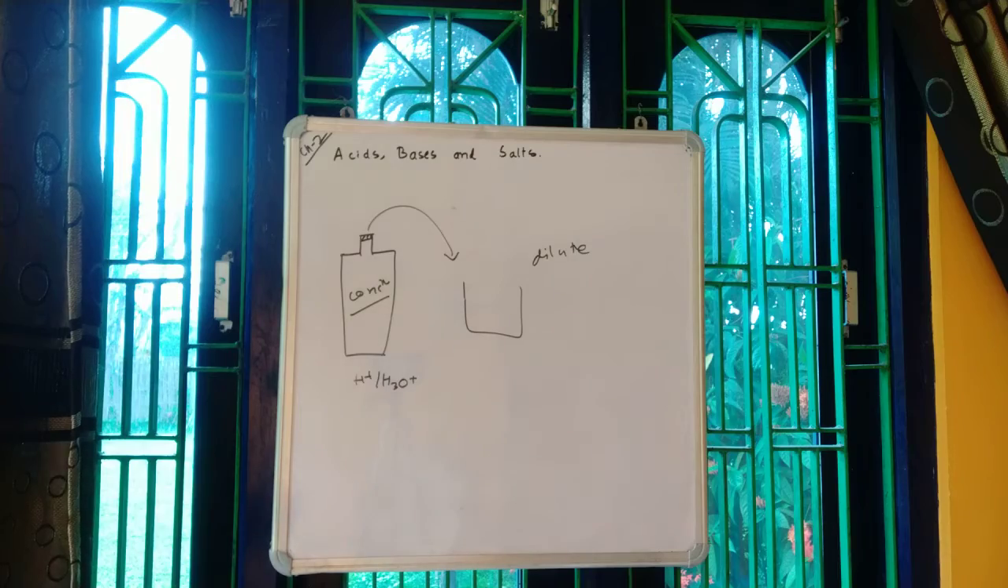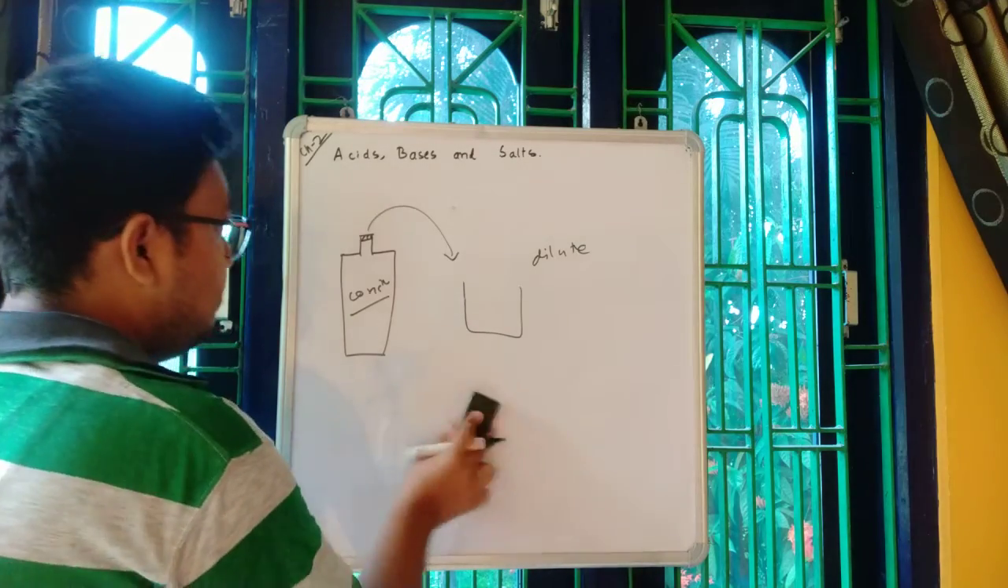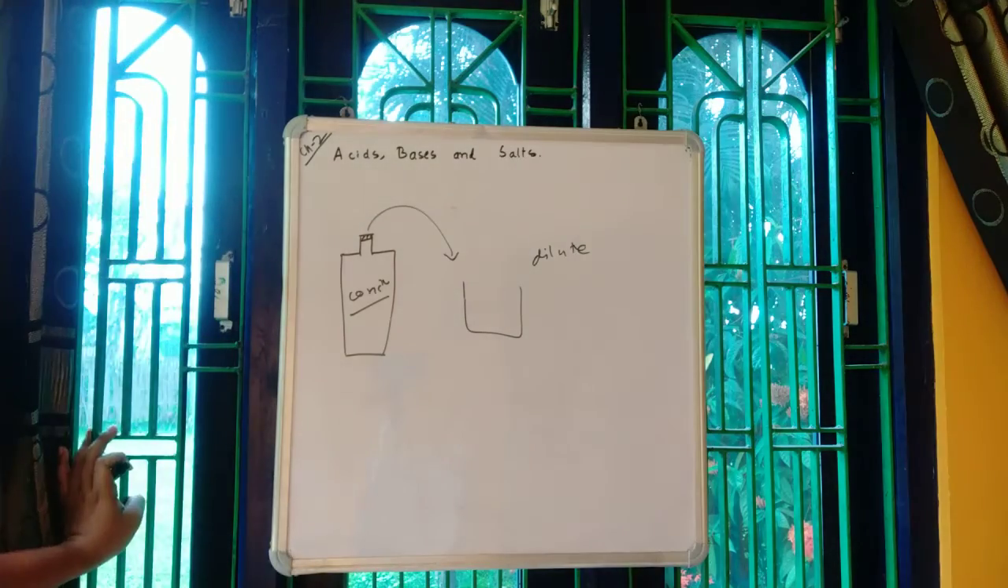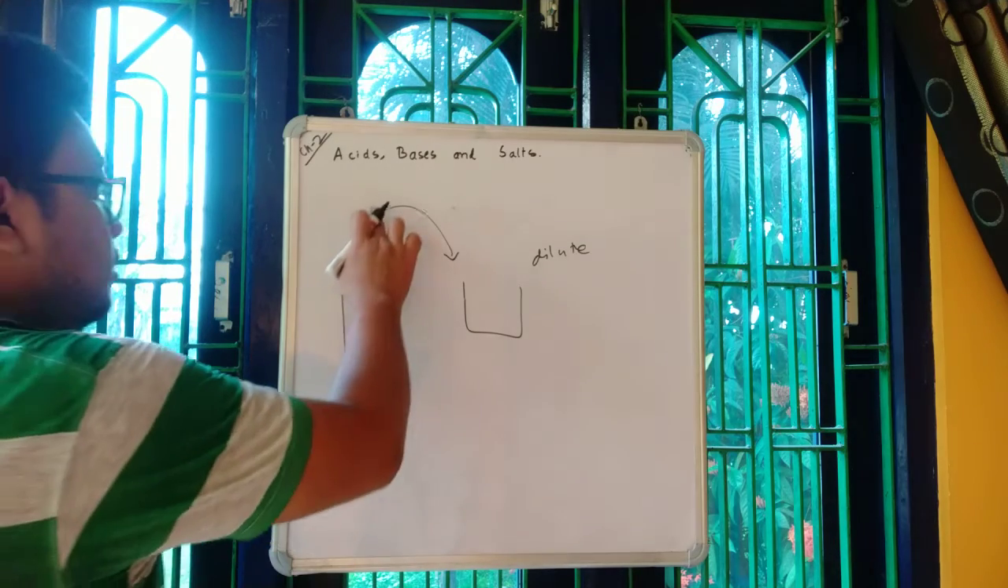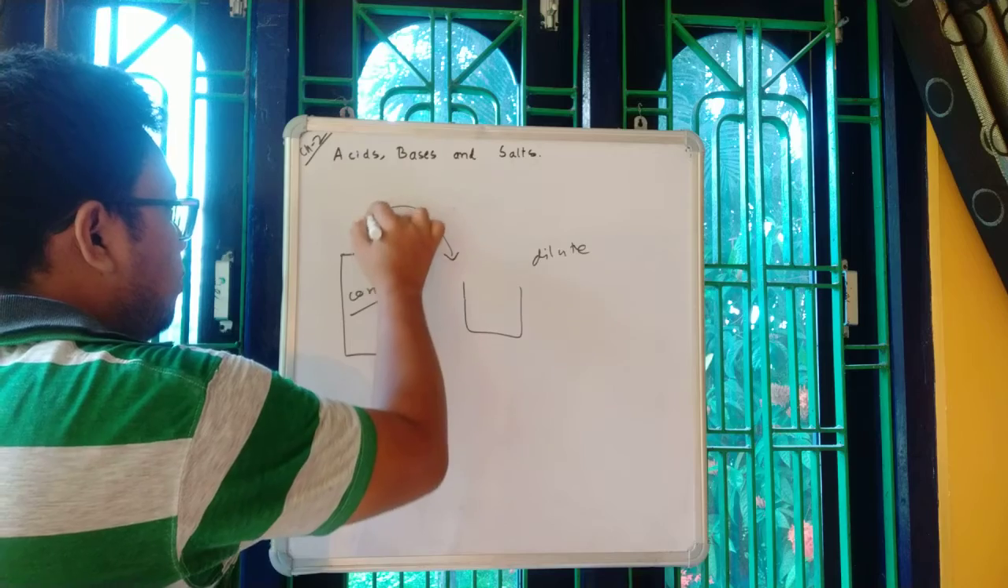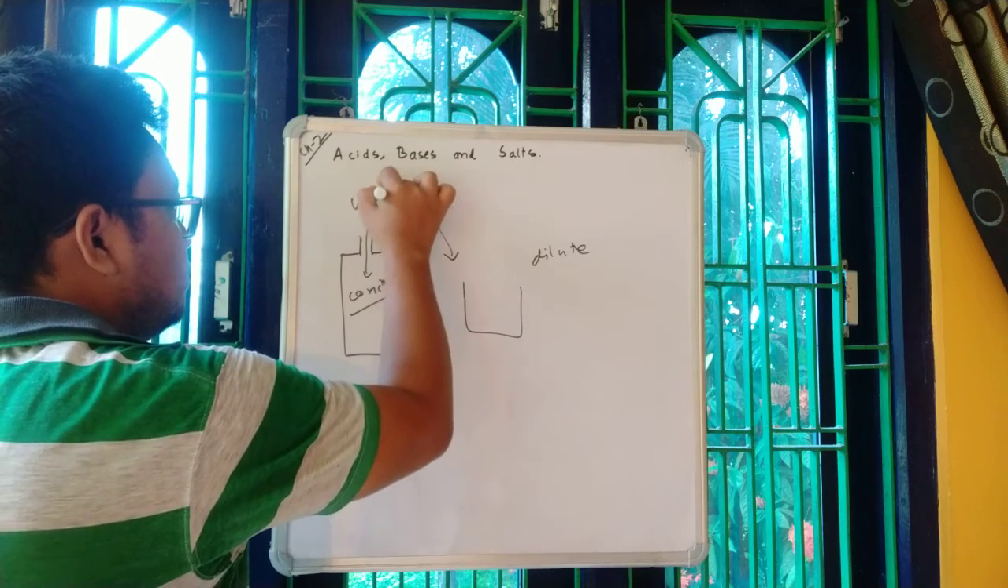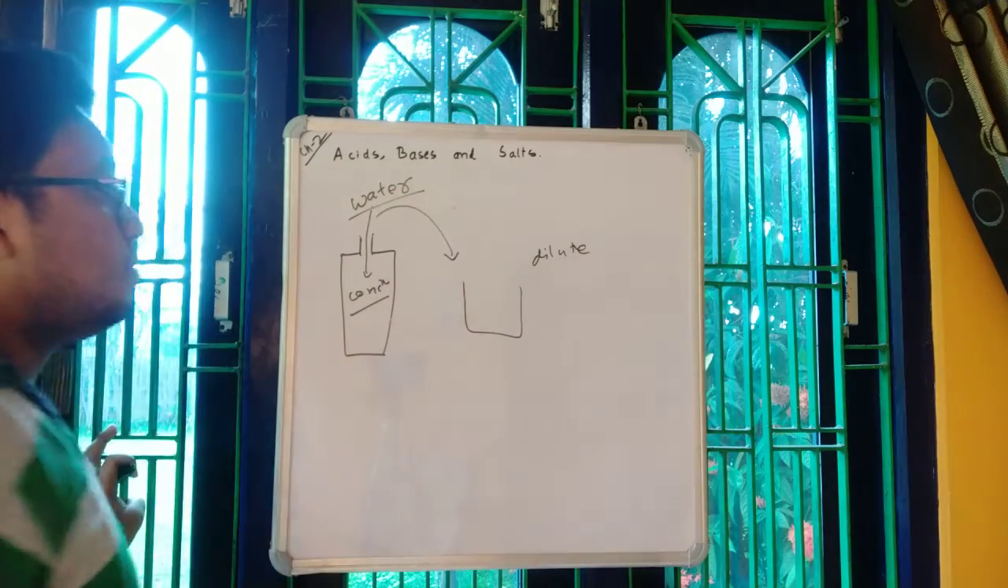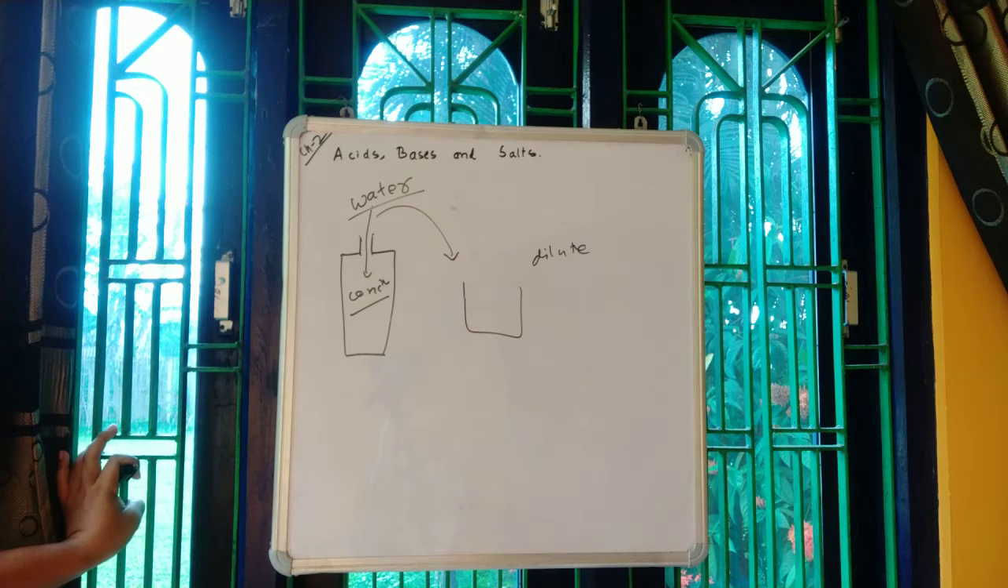And how is a dilute solution made? By adding water. Another thing is how to make the dilute solution. If we add water to this concentrated solution, it will be very, very dangerous.